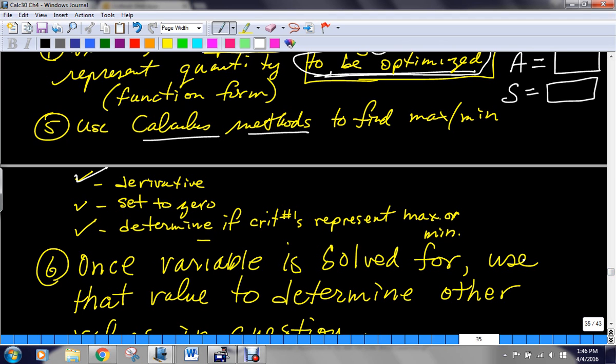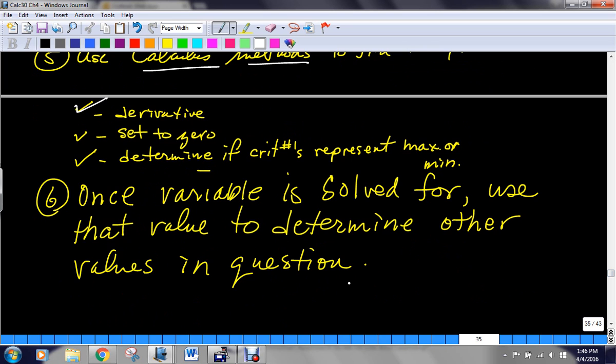Once the variable is solved for, you use that value to determine any other values in the question. And I know I'm going through this fast, I just need to have you write this down. We can come back to it, it's in the other video. But I'm just going to keep going here. Once you've solved for a value, and you've determined whether it's a max or a min, and it gives you what you're looking for in the question, then you can use that value to determine other values that the question might be asking for. So in a nutshell, that's what you do for all optimization problems right there.